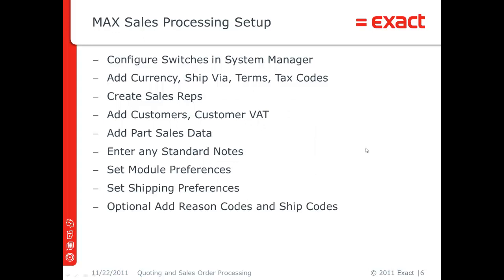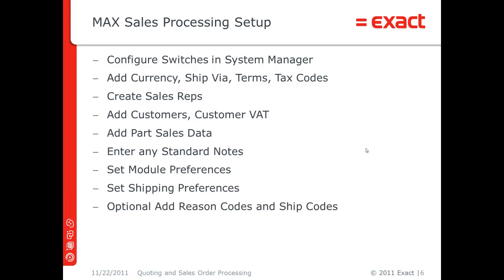Alright, now let's look at how you set up sales order processing in Max. First of all, there's some configuration switches in the System Manager that we need to take a look at. Then we'll need to add currency, shipped via, terms, and tax codes. We'll need to create sales reps. We'll add customers and customer value added tax if you need that.